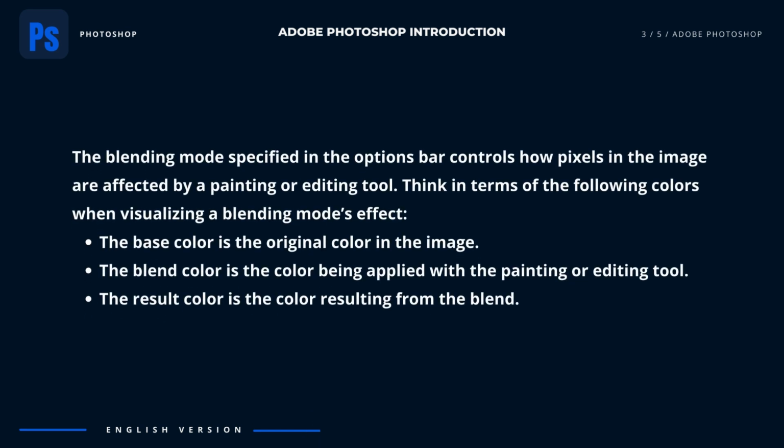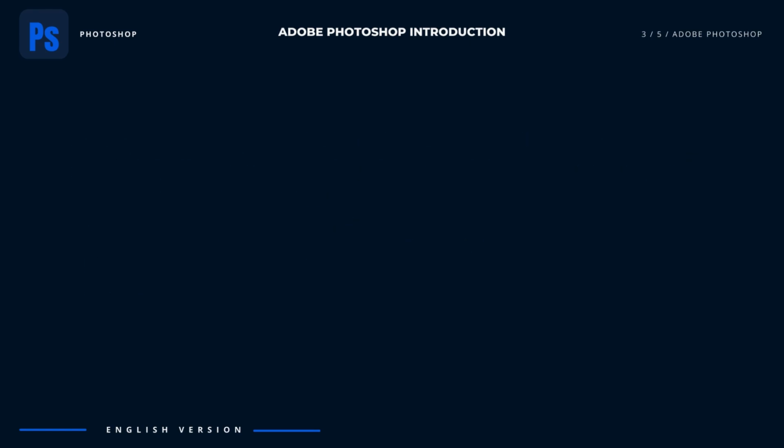Today we will come to understand the blending mode in Adobe Photoshop. The blending mode in the option bar controls how pixels in the image are affected by a painting or editing tool. Think in terms of the following colors when visualizing a blending mode effect. The base color is the original color in the image. The blending color is the color being applied with the painting or editing tool. The result color is the color resulting from the blend.